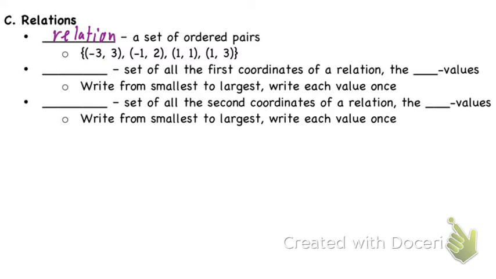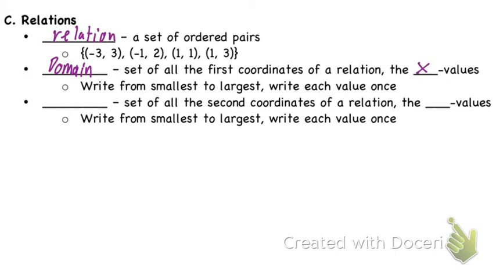So another set we have is called the domain. Domain is a more specific type of set. Domain is the set of all the first coordinates of a relation. So it's a set of all the first coordinates in a relation. Which one's the first coordinate in each of these ordered pairs? The x. So the x values. So domain is all the x values.